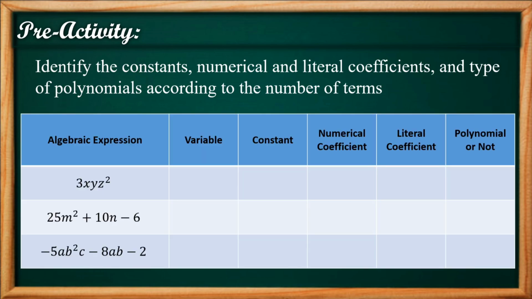Okay, we have here our table. Then, we will have here our algebraic expression. Okay, the different algebraic expressions we have here: 3xyz squared, then 25m squared plus 10n minus 6, then negative 5ab squared c minus 8ab minus 2. And we are tasked to find the variable, the constant, the numerical coefficient, the literal coefficient, and the polynomial or not a polynomial. We need to identify. Activity pa lang, mahirap na.